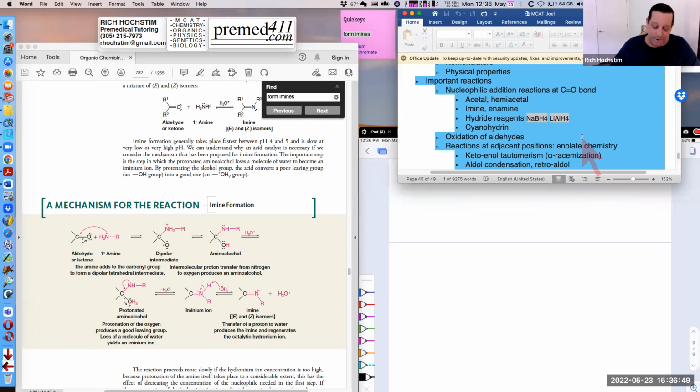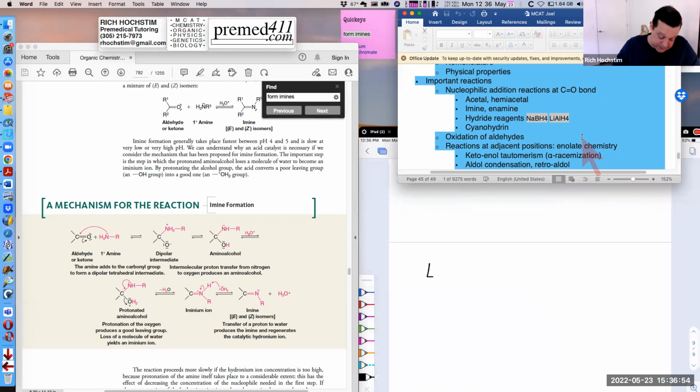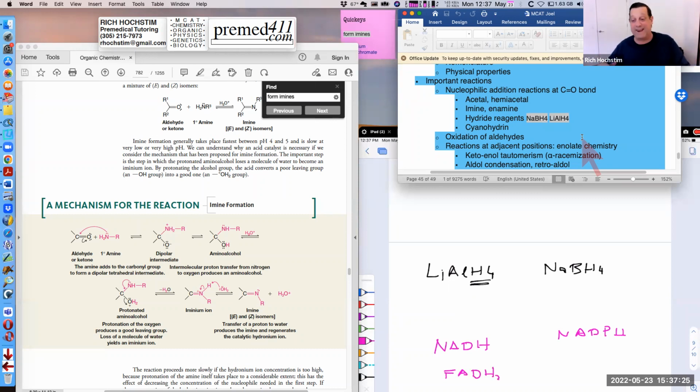Okay, so here's the deal. A lot of chemicals have been written in such a way that they have hydrogen on the right-hand side. Lithium aluminum hydride, sodium borohydride. Those are these chemicals. But they're not just these chemicals. They're also NADH and NADPH and FADH2. Now, all of these have hydrogen with a negative charge.